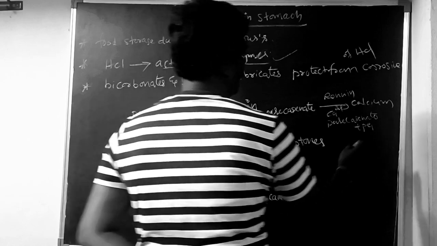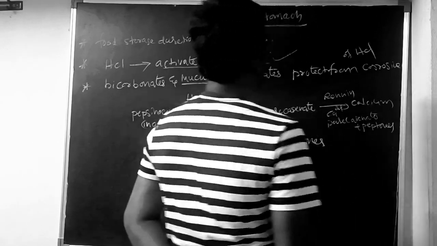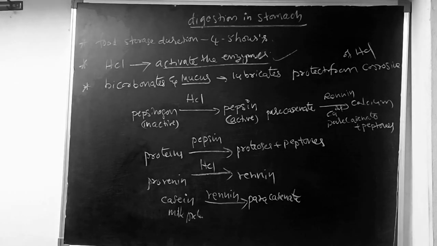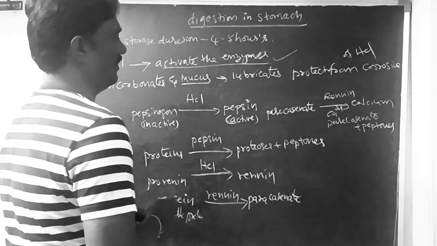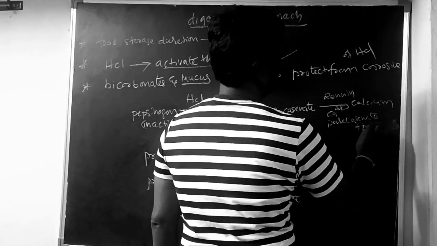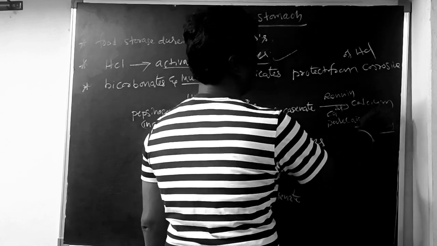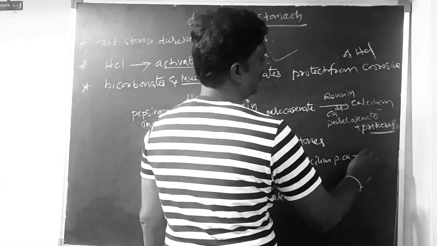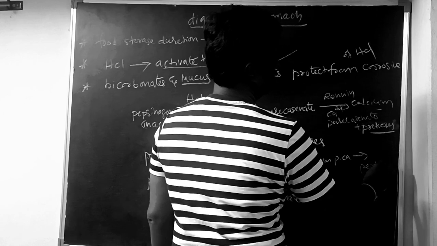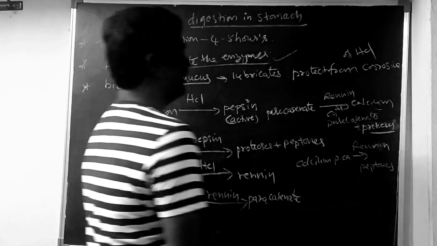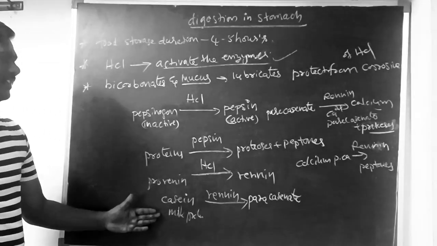Calcium paracasein and proteases. Next, this calcium paracasein again converts into peptones by the renin. This is the digestion of milk protein.